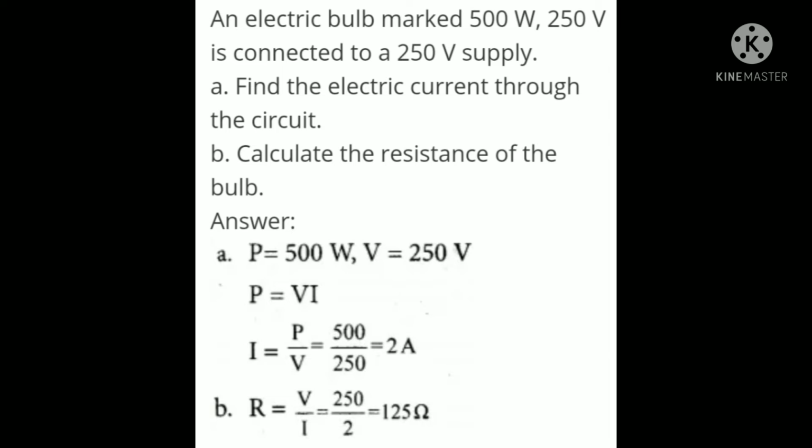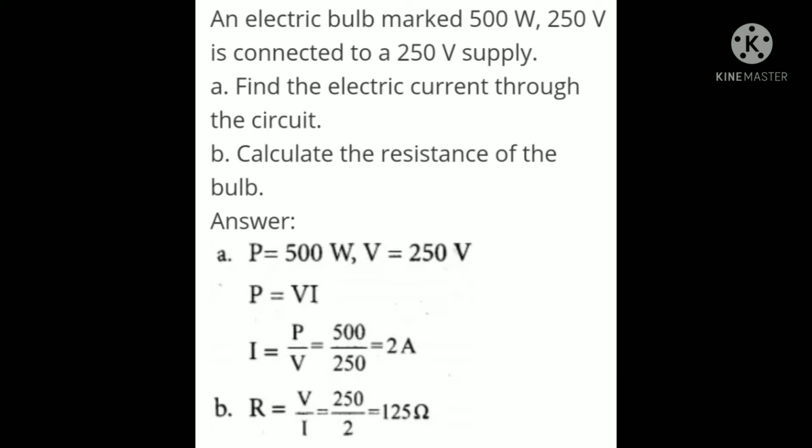An electric bulb marked 500 watt 250 volt is connected to a 250 volt supply. Find the electric current through the circuit. Calculate the resistance of the bulb. Firstly, we write the given factors. Power P is equal to 500 watt. Potential difference V is equal to 250 volt. Then we can calculate current I.